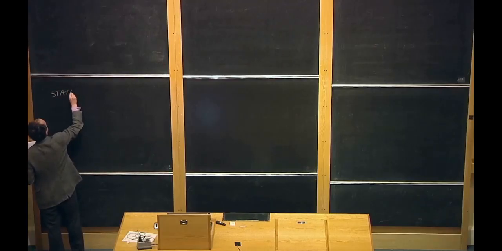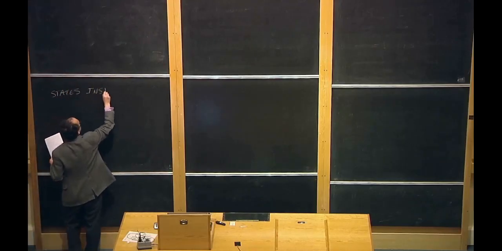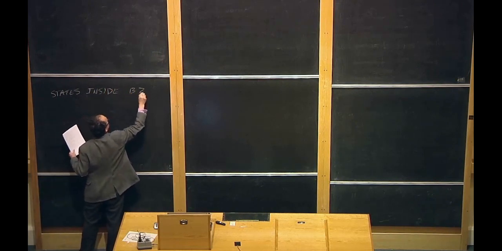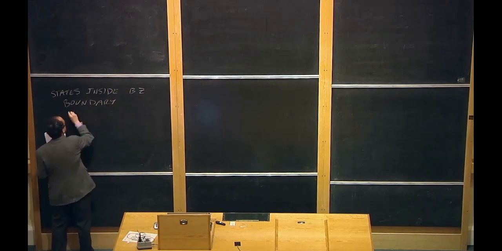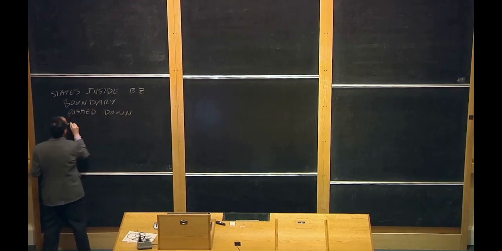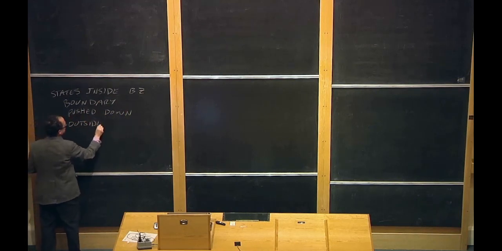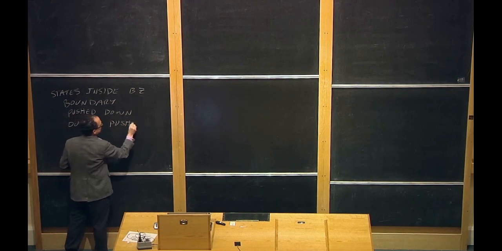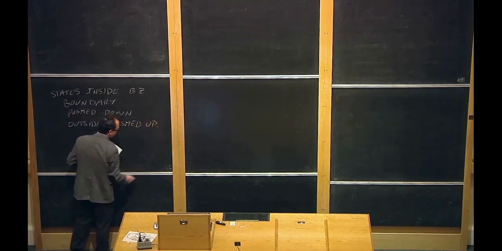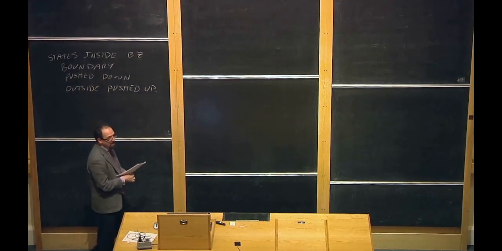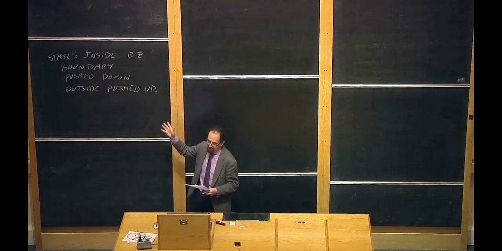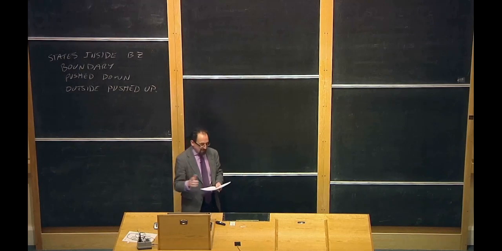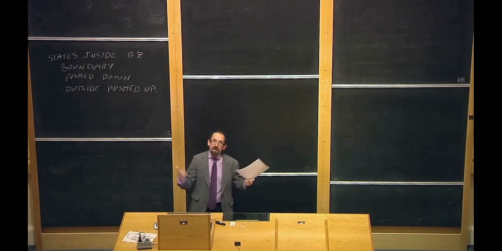States inside BZ boundary pushed down, and outside are pushed up. And the closer you are to the Brillouin zone boundary, the more your energy is changed from the free electron model. So let's see if we can take this principle and understand what happens to various Fermi surfaces when we go to higher dimensions.